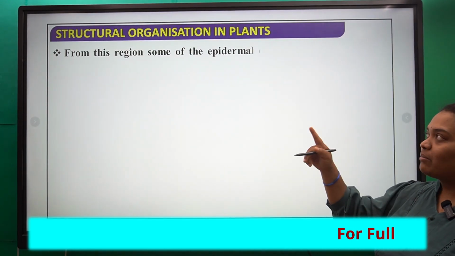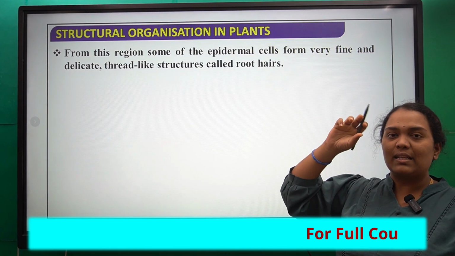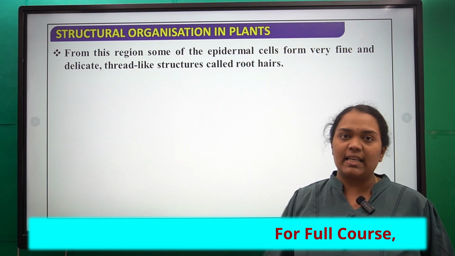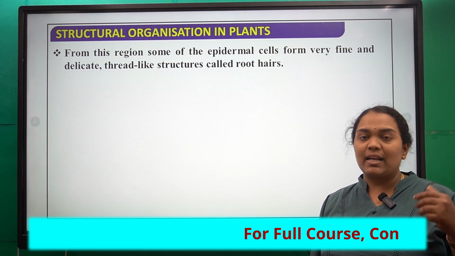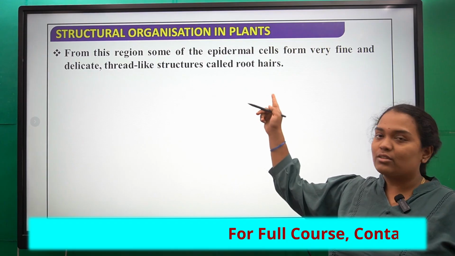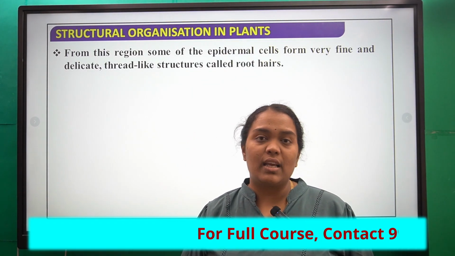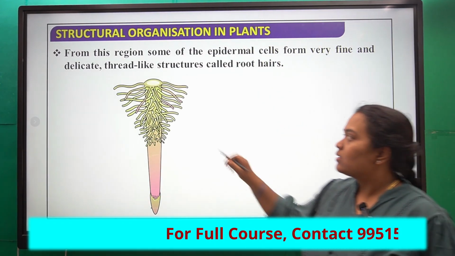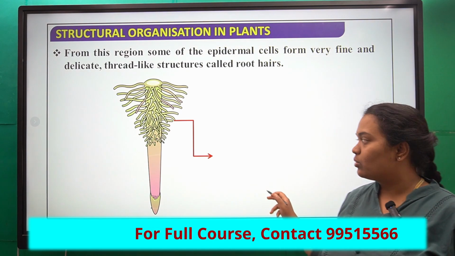Next, from this region, some of the epidermal cells, epidermal meaning the cells present on the outer region, form very fine and delicate thread-like structures called root hairs. Fine means very thin, and delicate means they are easily breakable. Root hairs are always present on the outermost layer of the root. That's why we say epidermal cells. So these are the root hairs which are formed from the outermost layer of the root.